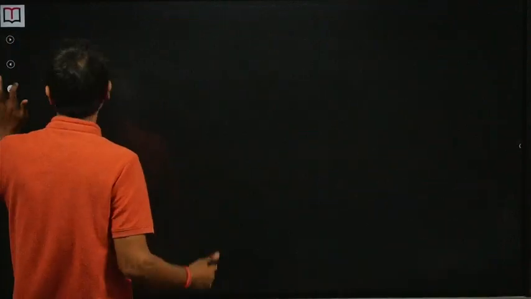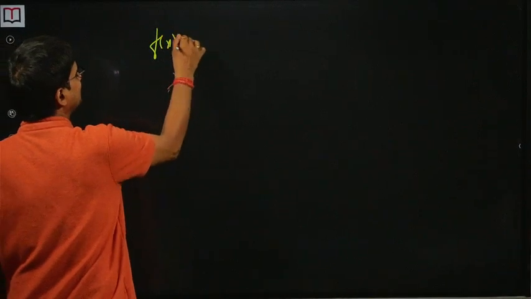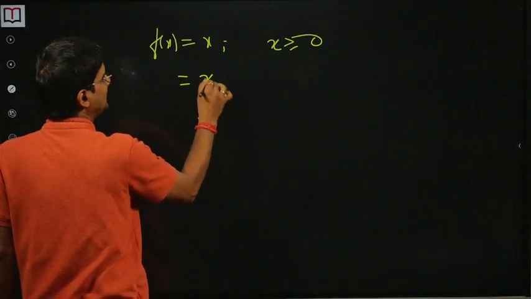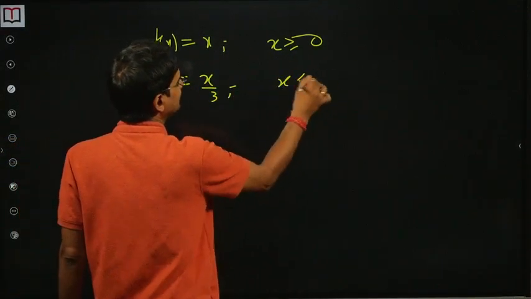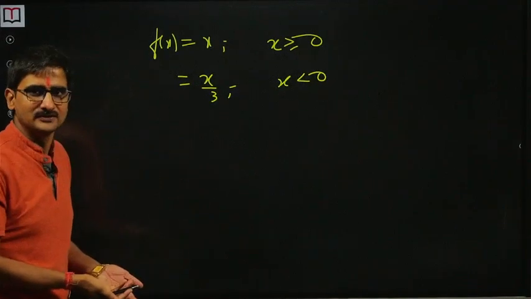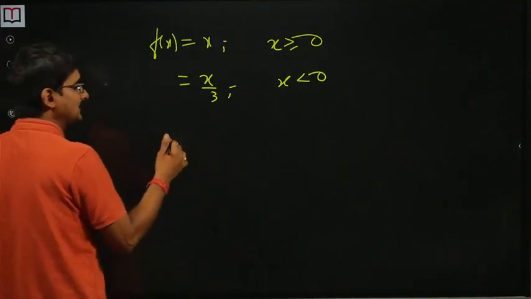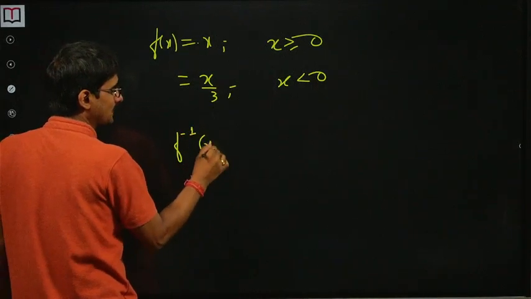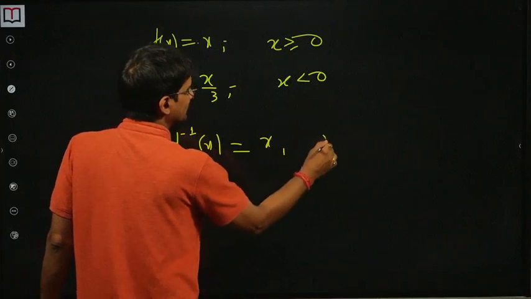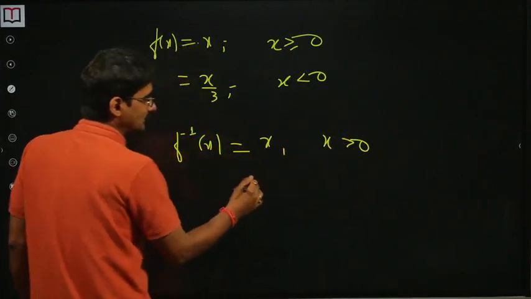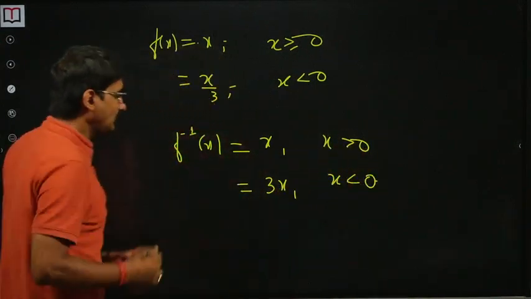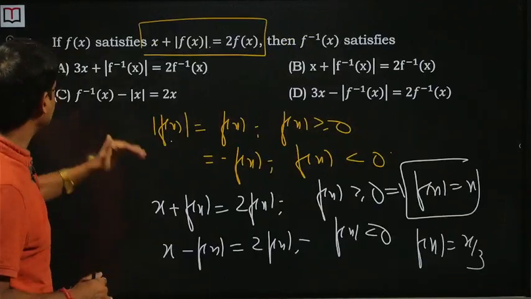So actually, f(x) is equal to x when x is greater than or equal to 0, and x by 3 when x is less than 0. Now you have to find the inverse. In this case, f inverse x is equal to x when x is positive, and this is 3x when x is negative. That's it. Now you have to just find out which one is satisfied.